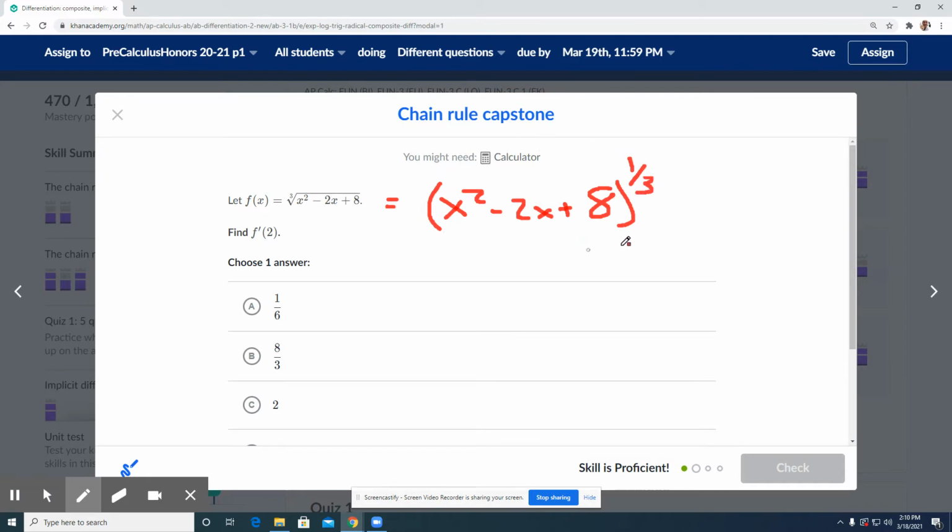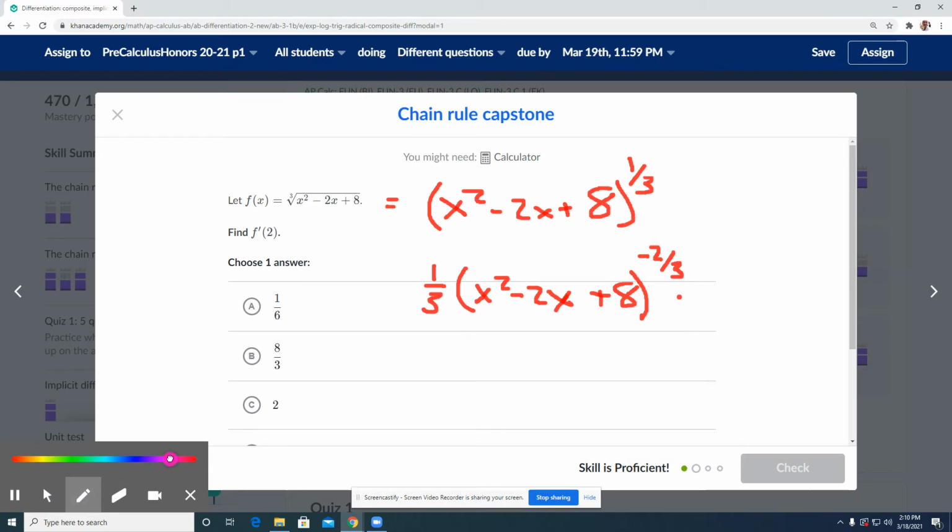So I would do the derivative of the outside, which would be 1/3 x squared minus 2x plus 8. We rewrite the inside of the function. And then 1/3 minus 1 leaves negative 2/3 left. Times, so now I've taken care of this outside function, and now I'm looking at the derivative of the inside function. The derivative of the inside function would be 2x minus 2.